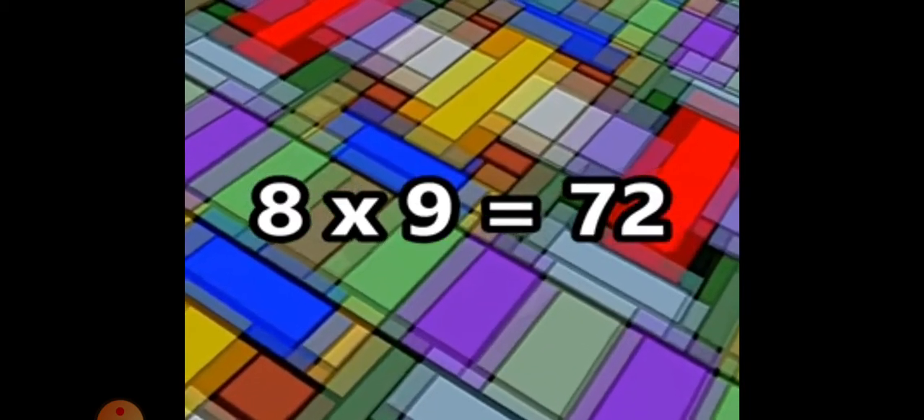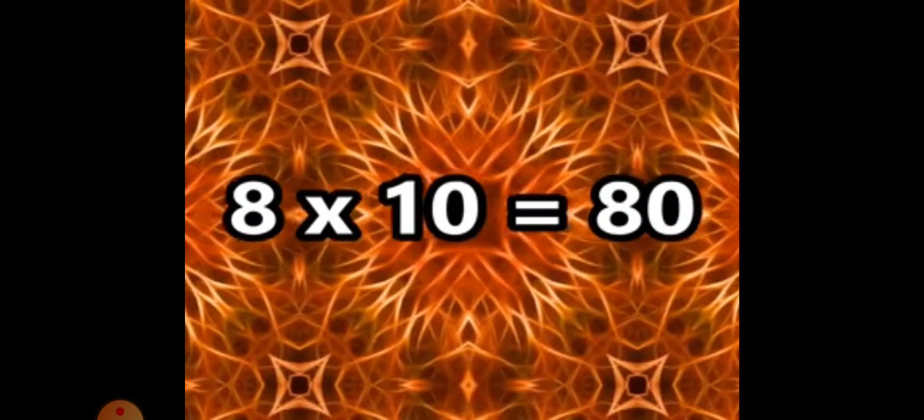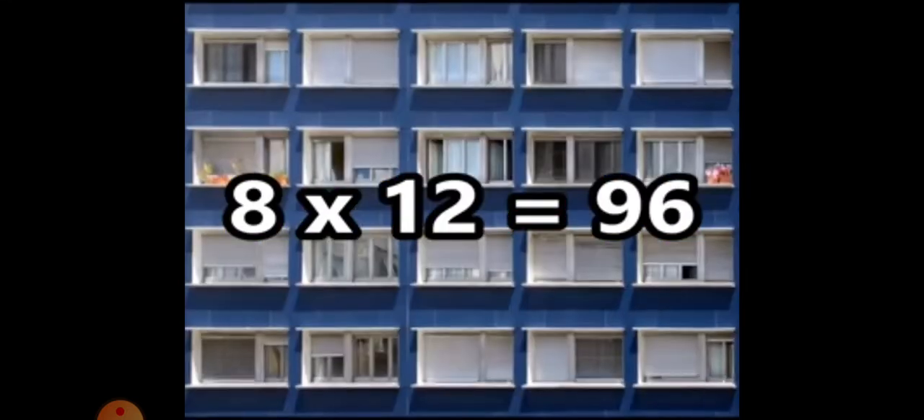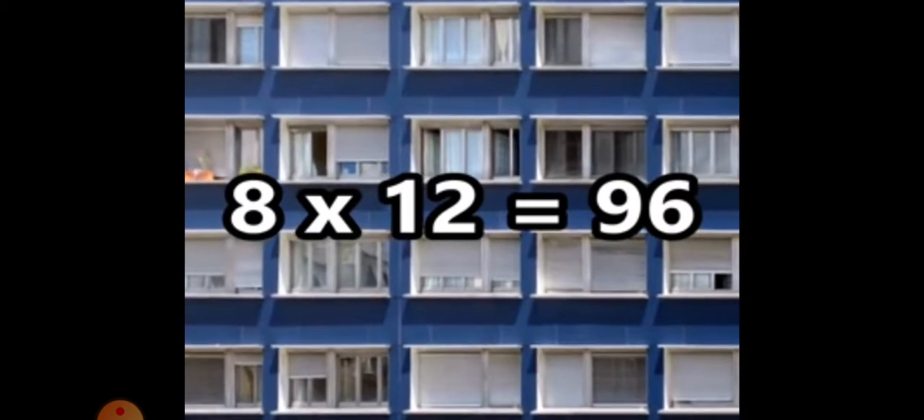8 times 9 is 72. 8 times 10 is 80. 8 times 11 is 88. And 8 times 12 is 96.